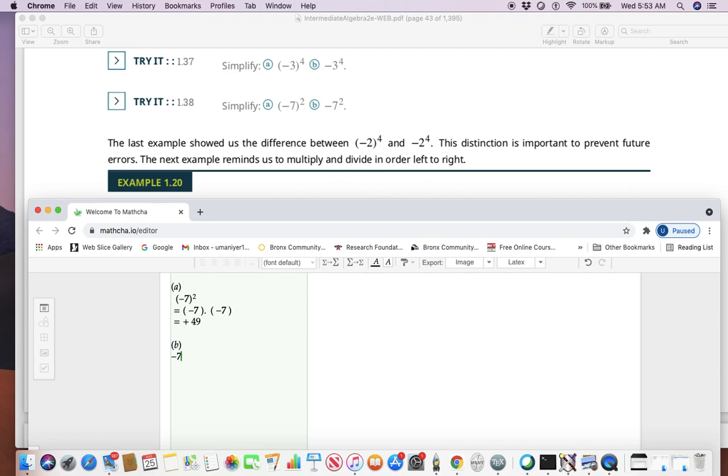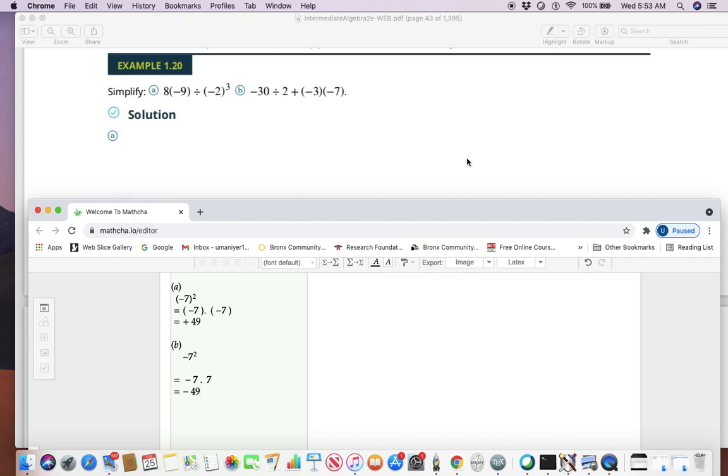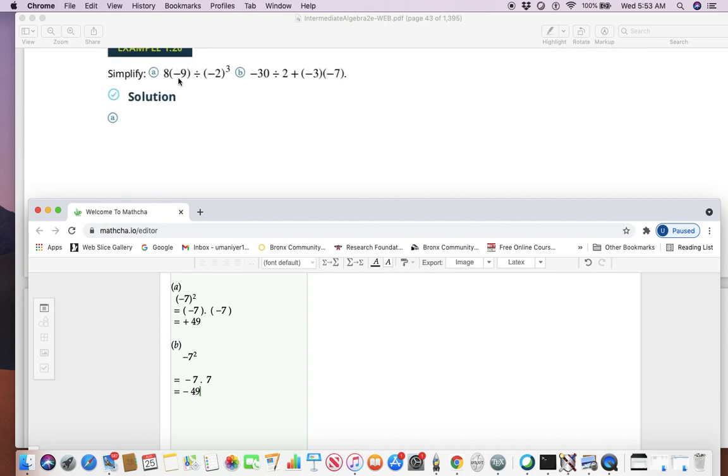Next, negative 7 power 2. Negative 7 repeats. Wait, only 7 repeats, so it's a negative 49. Since there is only one negative, it survives. Okay? Let's simplify this expression. Maybe let's continue simplification in our next video.